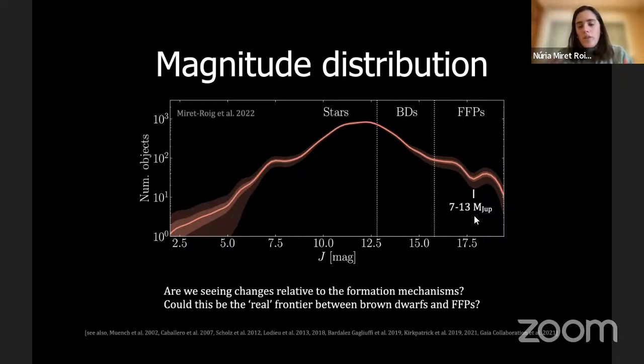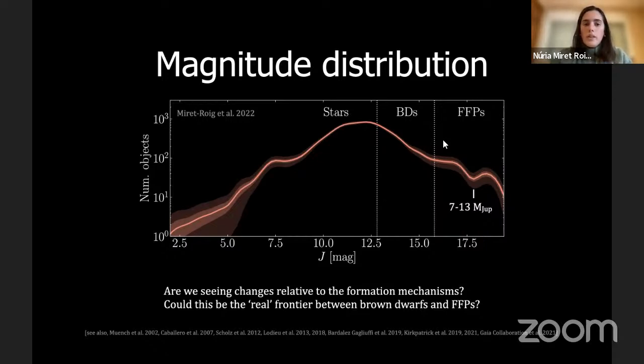As I was saying, the magnitude distribution is very useful because it doesn't involve any modeling. It's a direct product from observations, but at the same time, it has an important drawback, and this is that brown dwarfs and free-floating planets change a lot their brightness over time. They cool down very rapidly. So we cannot compare the magnitude distribution directly in different regions where the objects are at different evolutionary stages. For this, we need the mass distribution.